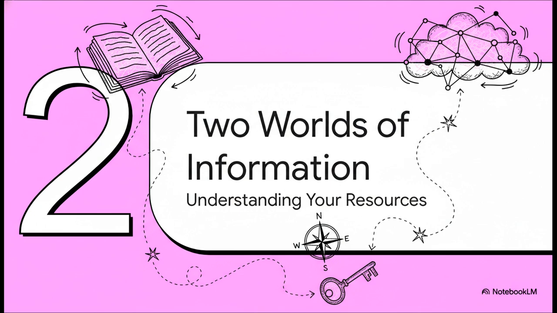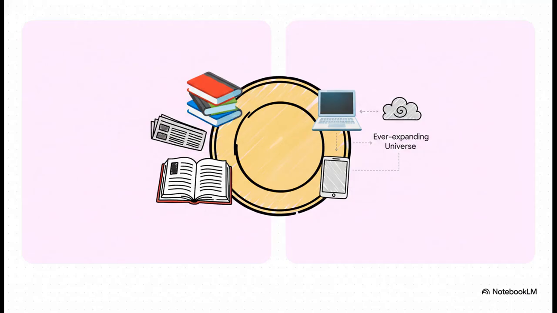To kick off our quest, we need to get one thing straight. Information basically lives in two totally different but complementary worlds. And knowing how to navigate both of them, that's the real key to success. So on one side, you've got your physical resources, the actual stuff you can hold in your hands. And on the other, there's the ever-expanding universe of digital resources. Now, these aren't in competition with each other. They're really two sides of the same powerful coin, and a truly great researcher knows how to use both.